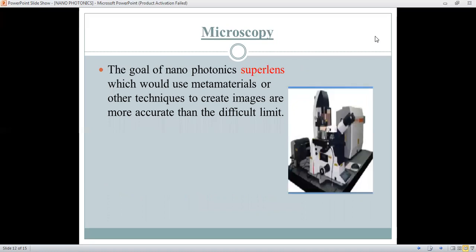Microscopy. The goal of nanophotonics is super lenses, which would use metamaterials or other techniques to create images more accurate than the diffraction limit. With the help of microscopy, we see all very small things with a very accurate image.